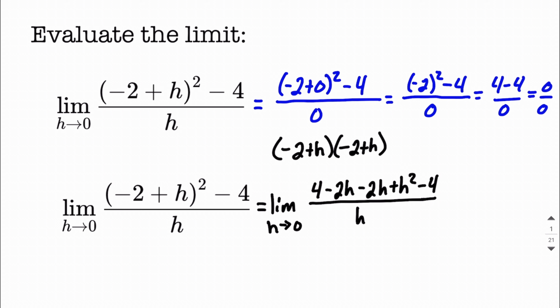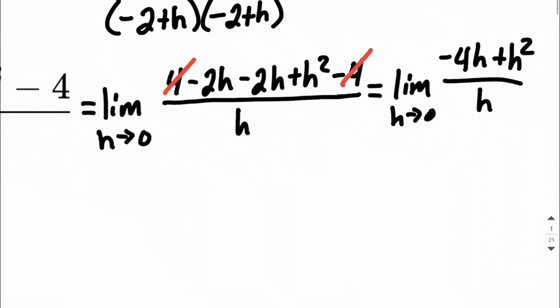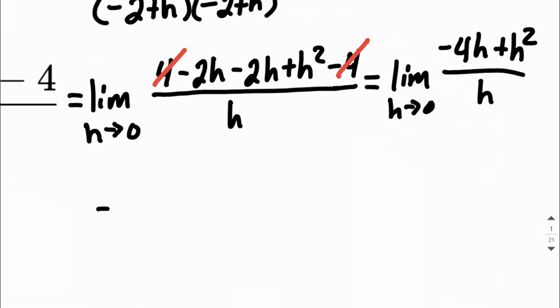All right, from here, let's go ahead and work on combining stuff together. I notice that we have a +4 and we're subtracting 4, so those will both combine together and make 0. We can also say that we have like terms with the -2h and the other -2h. So let's bring this along as limit as h approaches 0, h in the denominator. As we combine those like terms, we get -4h plus h squared. All right, the rest of this shouldn't be too bad. Noticing that we do have a common factor for each term in our numerator.